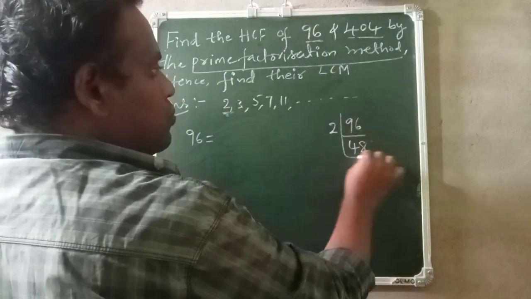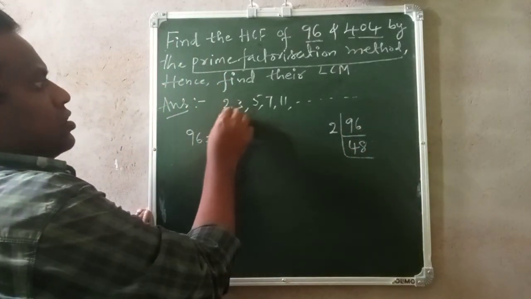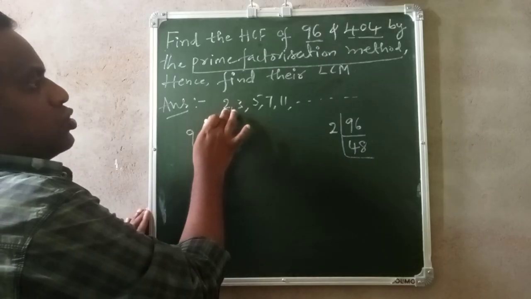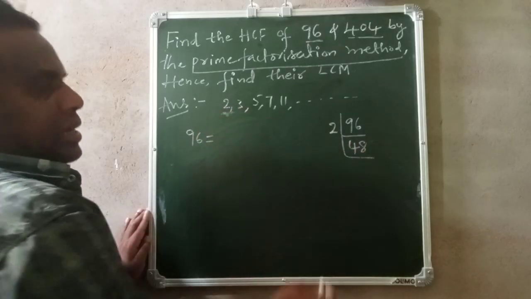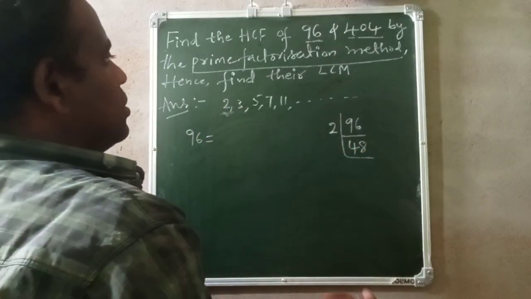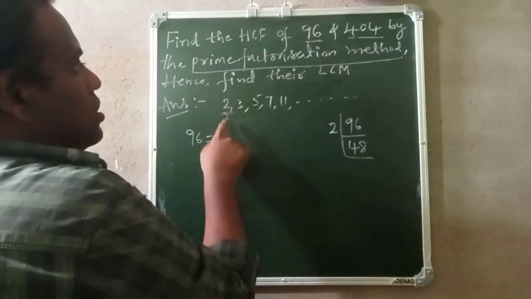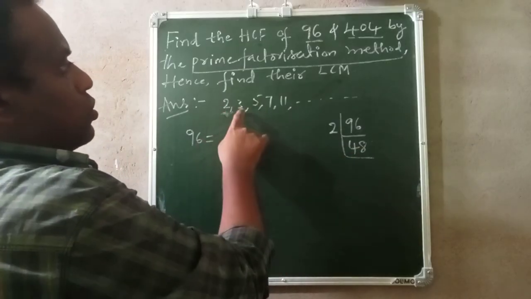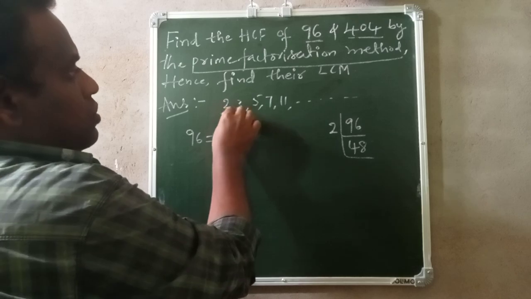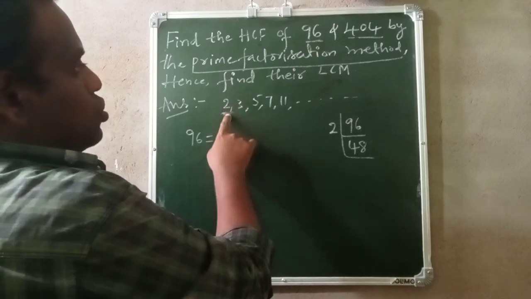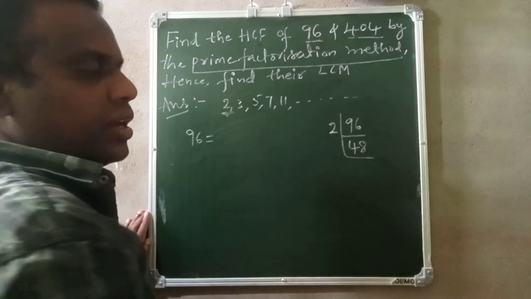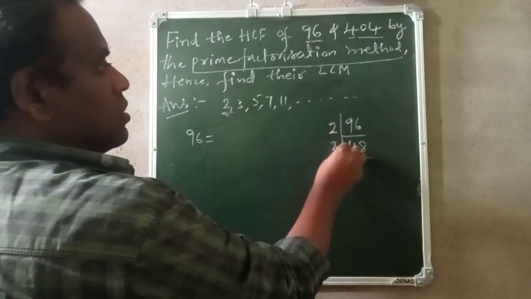Next, put 48 like this. Again check whether 2 can divide this 48 completely. Don't go for the next numbers. If 2 doesn't divide it, then you have to go for the next prime, but first you have to check this. Now 2 can divide 48 completely, so I will write the same 2 here.